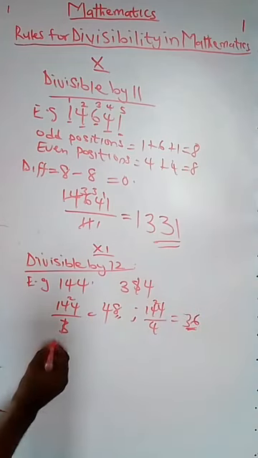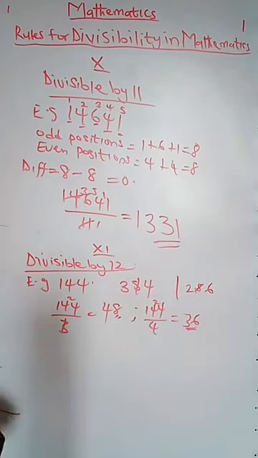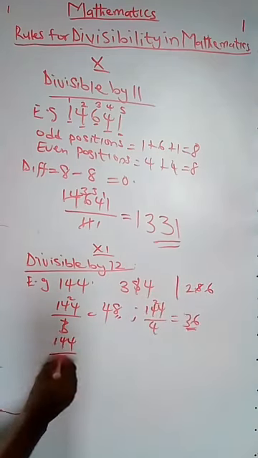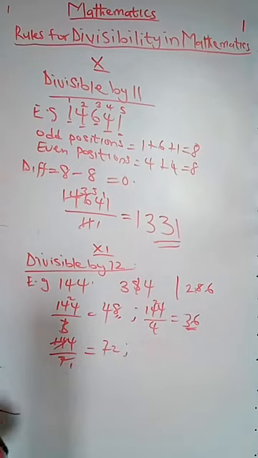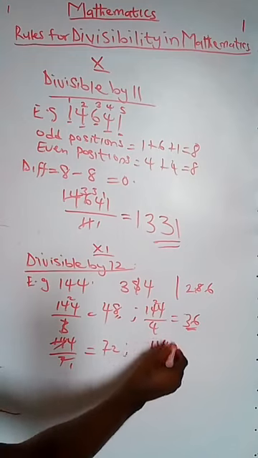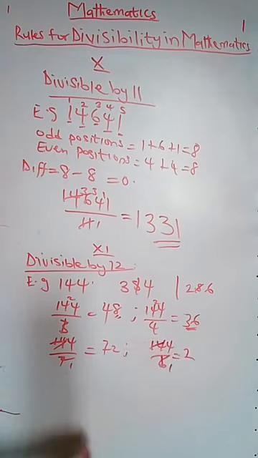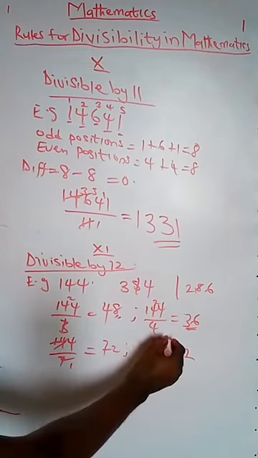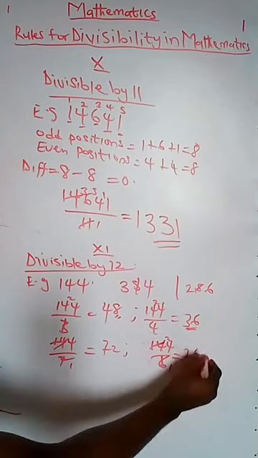Let's check if 2 and 6 can also divide it, to know if 12 will divide it. 144 divided by 2. 2 in 14, 7, 72. Easy. Now let's check if 144 can be divided by 6. 6 in 14, 2. Right? Then remainder 2. 6 in 24. That is 4. So easy.